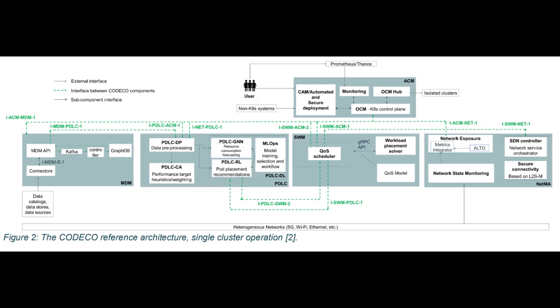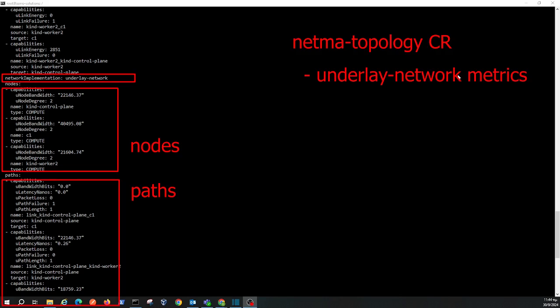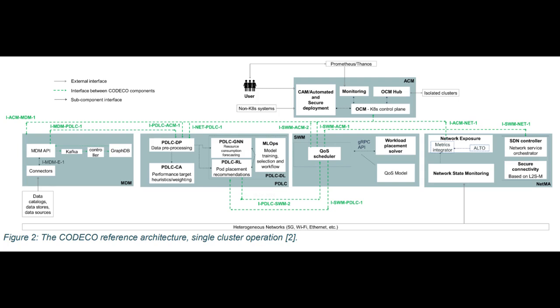After the cluster is created and all components and subcomponents are up and running, NetMA creates the NetMA topology CR for SWM and PDLC to use in their processes. In this CR, NetMA exposes the network architecture and underlay metrics, describing the nodes of the cluster, as well as the network links between the nodes. In this phase, CODECO is fully installed and the user is ready to deploy an application.